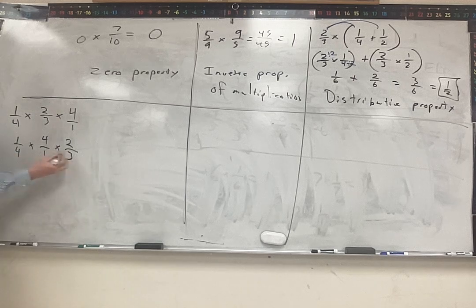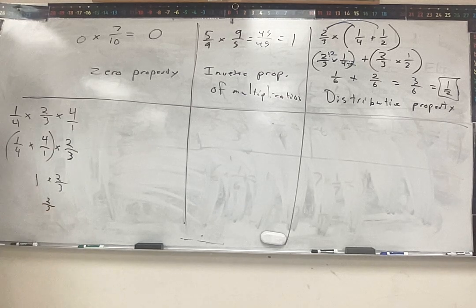Also can do it if they're all addition. But I'm going to rearrange this. And now I get 1/4 times, we can use the associative property too, I suppose, 1/4 times 4/1 is 1, because those are inverses, times 2/3. And then 1 times 2/3, that's the identity property, anything times 1. And we end up with 2/3 on this one.